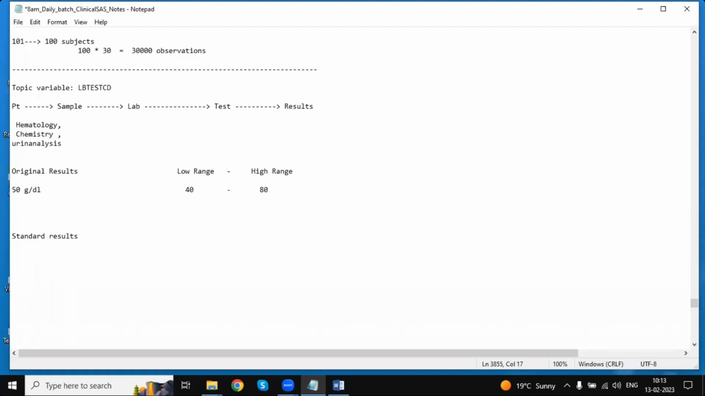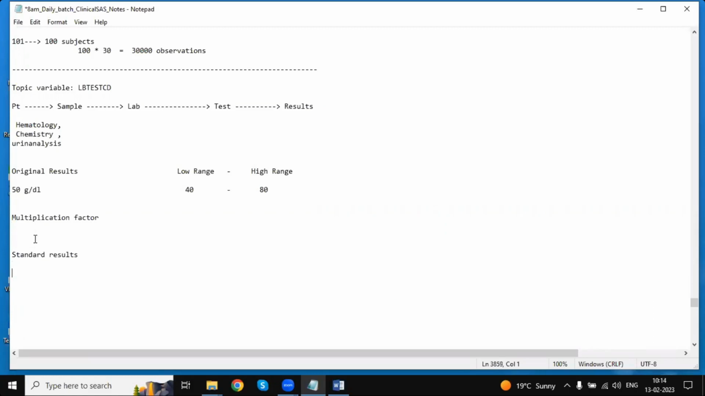Sometimes some tests from the laboratory itself, they'll give in the standard results format. Sometimes they may not, they'll give in their original format. We have to convert into standard results. How to convert? For every test there should be a multiplication factor. Based on the factor, we will convert original results into standard results.